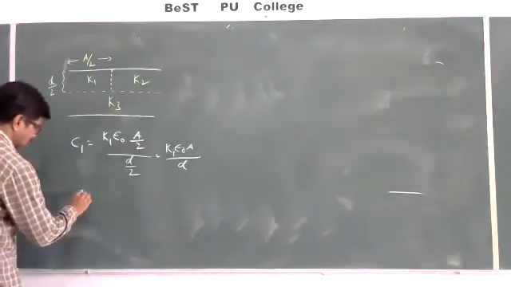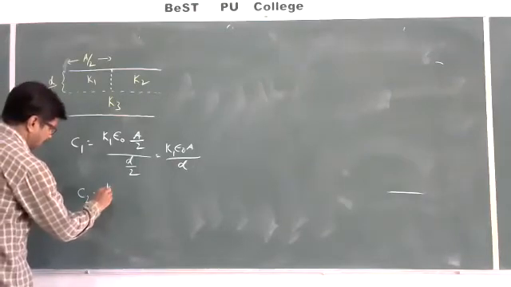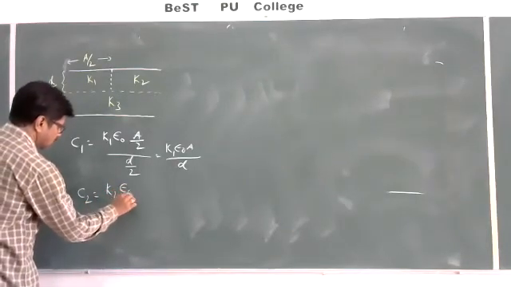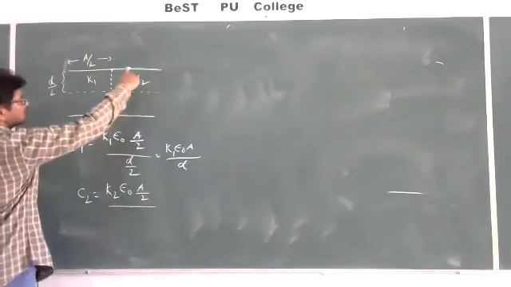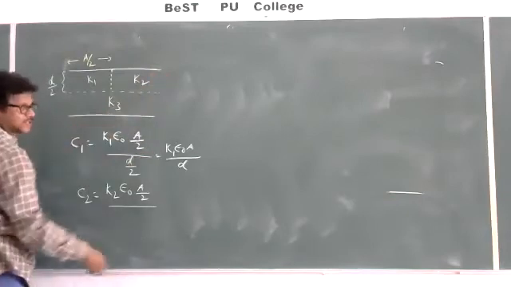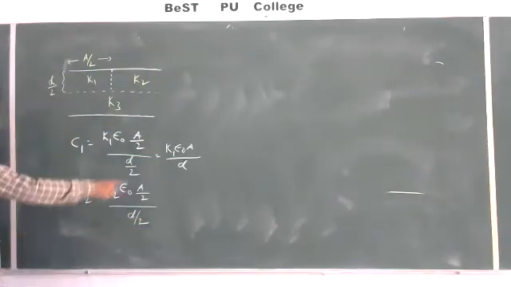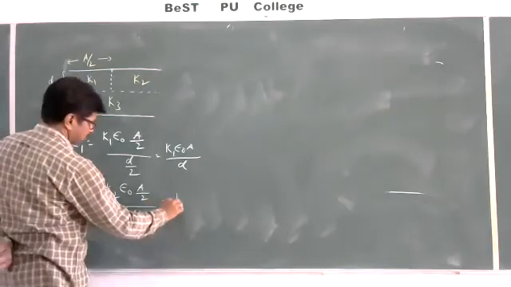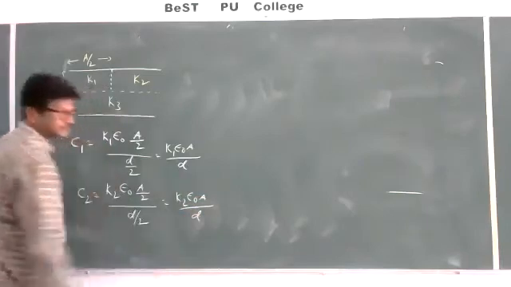Similarly, C2 is equal to K2 epsilon naught A by 2. Here also the area is A by 2, the distance is D by 2. 2 and 2 get cancelled. K2 epsilon naught A by D.